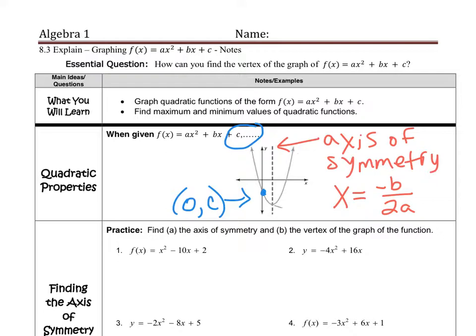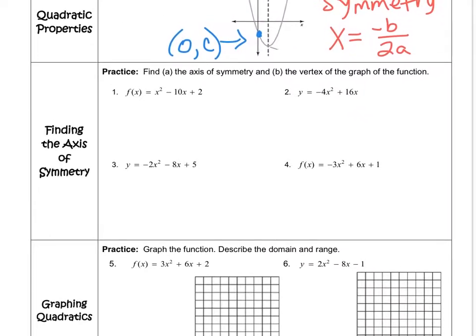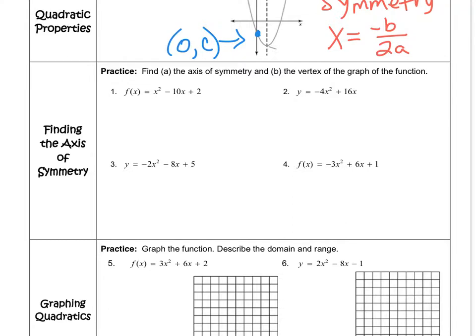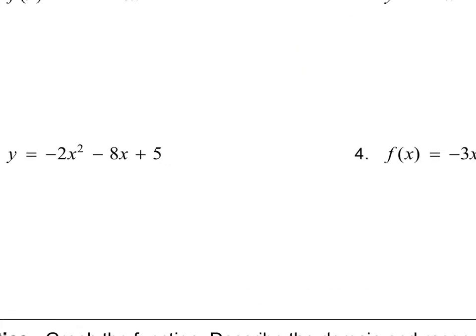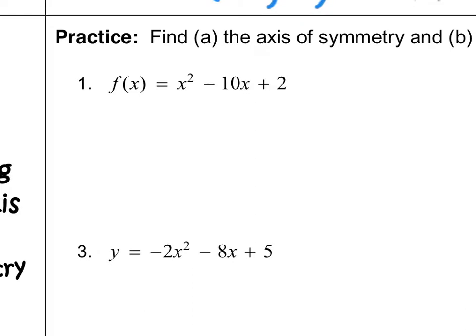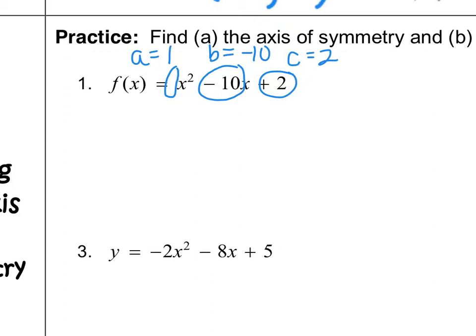So let's look at problem number 1, practice number 1. It wants us to find the axis of symmetry and the vertex. Let's make this big so it's easier to see. To find our axis of symmetry, we do need to remember that we have an a value, a b value, and a c value. If we write it out, a equals 1, our b, the coefficient of x, is negative 10, and our c in this case is 2. We're going to need some of that for the axis of symmetry formula.